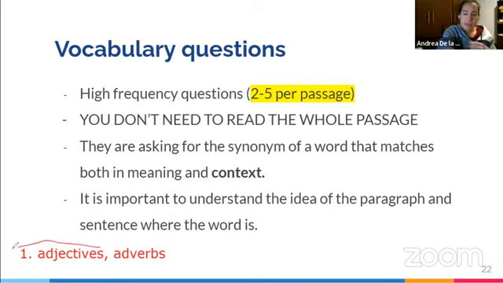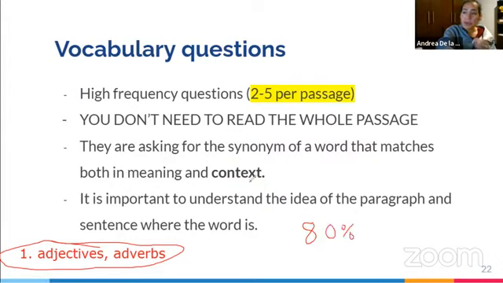But adjectives and adverbs appear a lot in the reading to describe the nouns and the verbs. And this is not something I'm just saying myself. I've proved it on my own, but I've also read it: around 80% of the time, the vocabulary questions are asking about adjectives and adverbs. Usually adjectives. So you have to learn some adjectives. It won't cost you a lot, but you need to learn those.